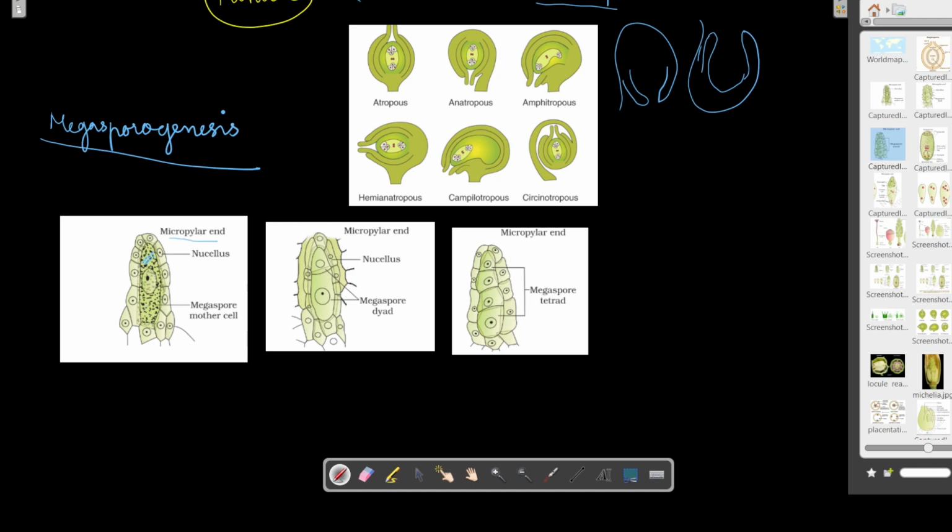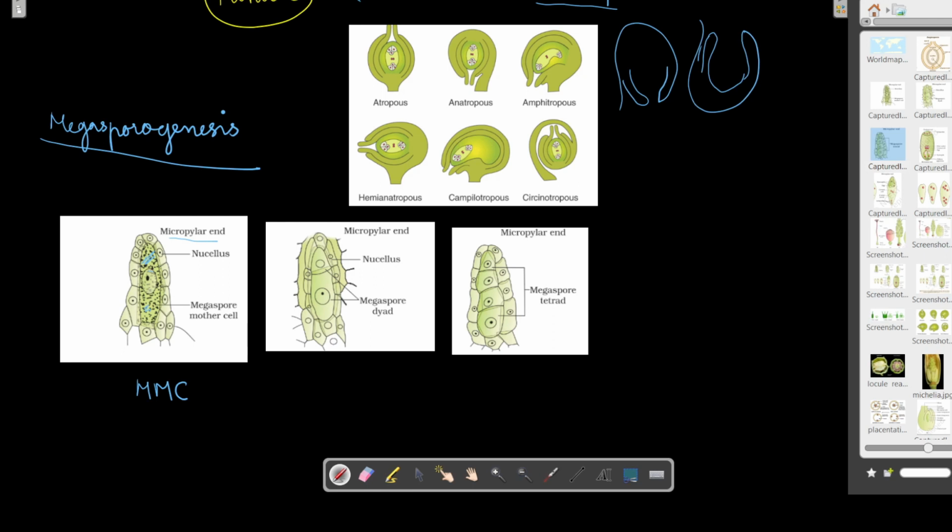this tissue is nucellus. And generally in angiosperms, the megaspore develops from a single megaspore mother cell. Inside the whole nucellus, one cell will be differentiating as the megaspore mother cell. You can see here one cell. This single cell will be differentiating as megaspore mother cell, MMC. That will be towards the micropylar end. And that cell will have a dense cytoplasm with a prominent nucleus.